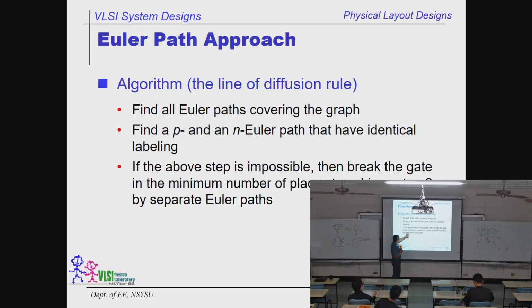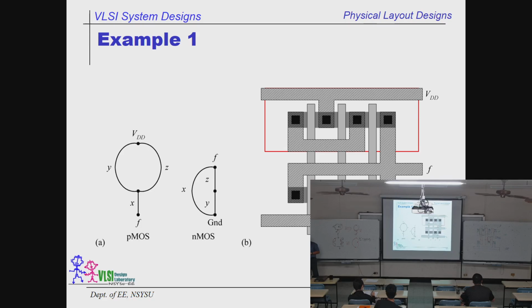Break it into a minimum number of places to achieve step number 2. If you cannot finish a single Euler path, break it into as few pieces as possible, so that each can be done by an Euler path. Then you follow the same rule: use a single piece of diffusion to carry out the design. So this is the rule for how you do that.